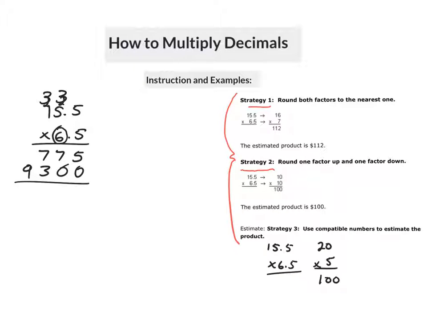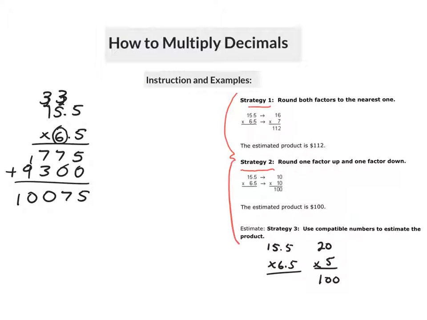So then once we do that, we add, still ignoring our decimals. 5 plus 0 is 5. 7 plus 0 is 7. 7 plus 3 is 10. Carry the 1. 9 plus 1 is 10.